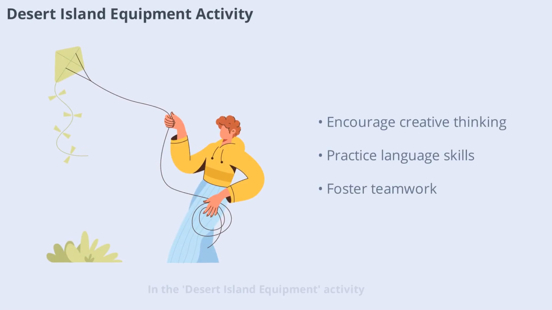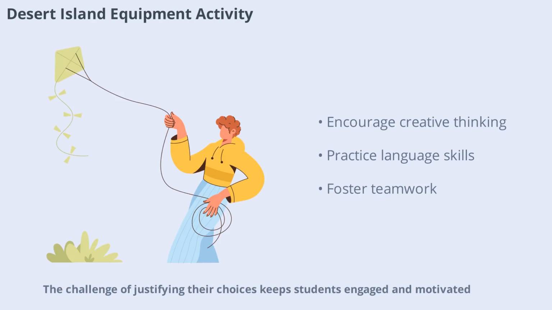In the Desert Island Equipment activity, students imagine they are stranded and must find creative uses for a pile of objects. Each student picks an item and suggests how it could help them survive. This activity encourages creative thinking, language practice, and teamwork. It can be turned into a competition with groups sharing their most original ideas. The challenge of justifying their choices keeps students engaged and motivated.